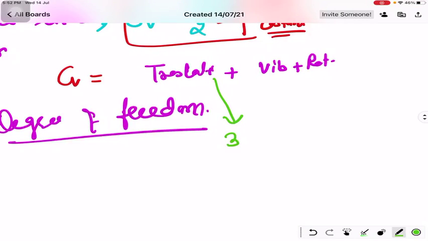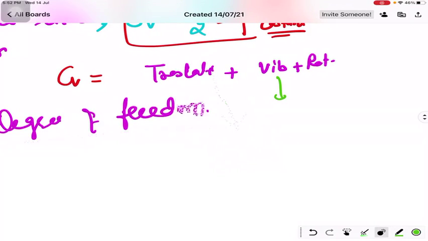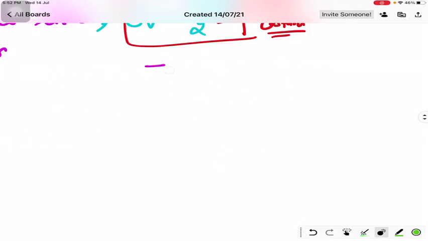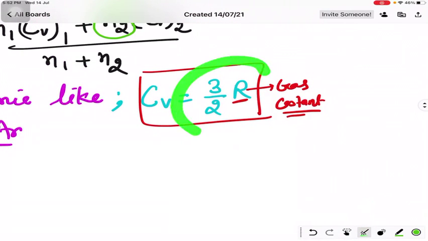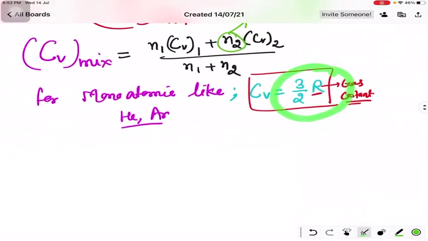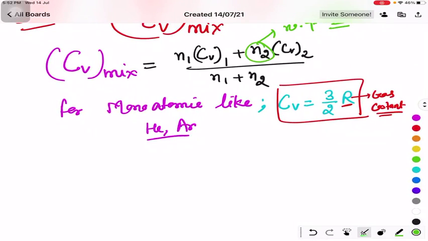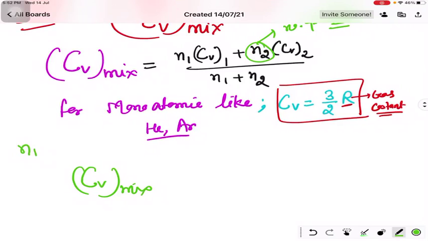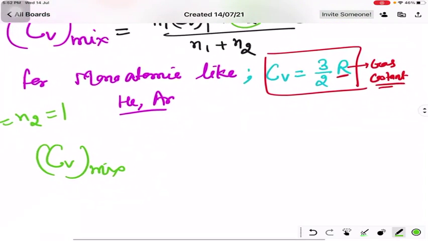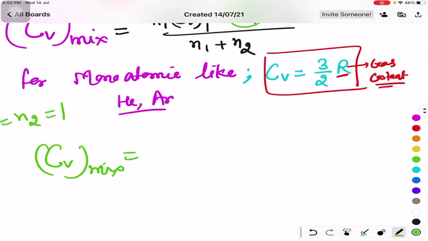Translational motion, its value is always 3. Vibrational is 3n plus 2 or 3n plus 3. So these are the formulas. I'm just writing here simply. You have to remember that Cv is 3 by 2 R for monatomic gas. So this is for a gas, not for a mixture. Now we have to put all the values here. Cv of mixture, because N1 and N2 are taken as 1, so we can put the values here. Both are monatomic, so for both gases the value will be 3 by 2 R only.